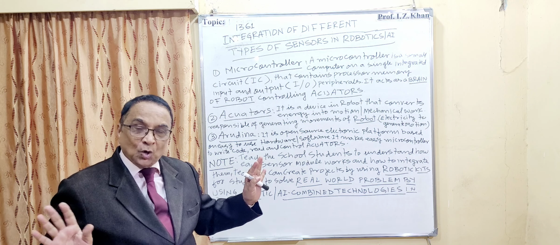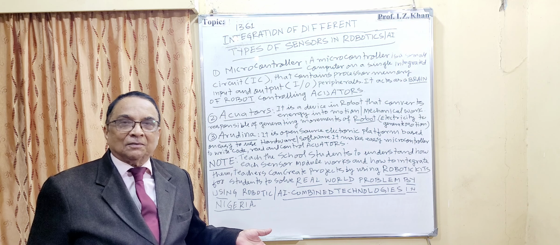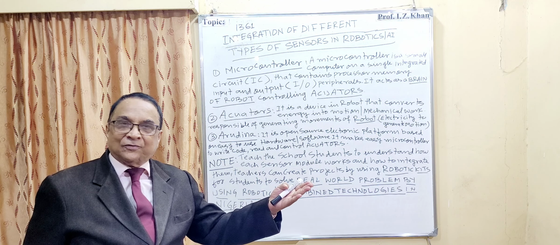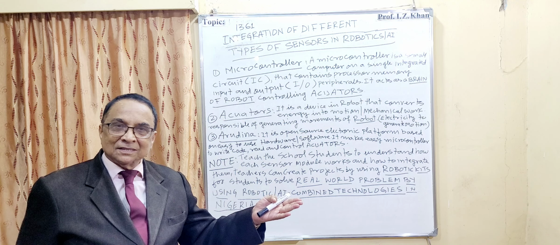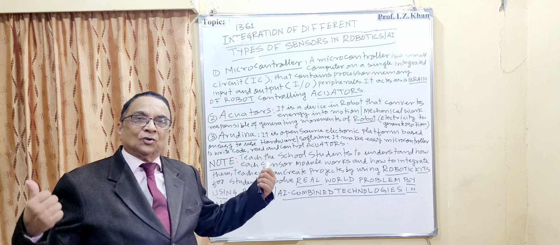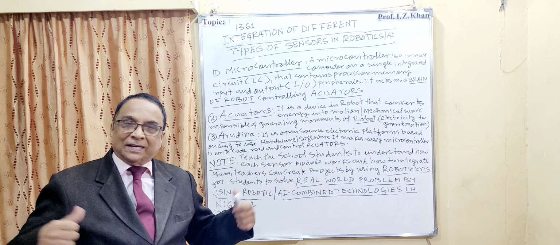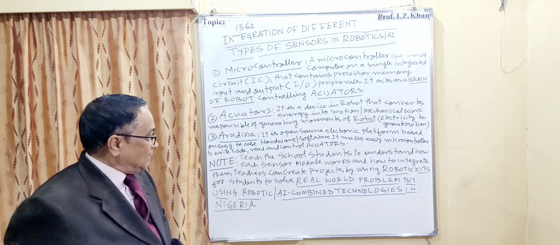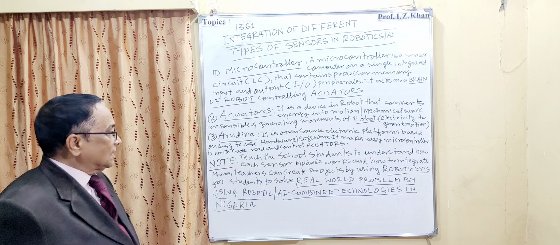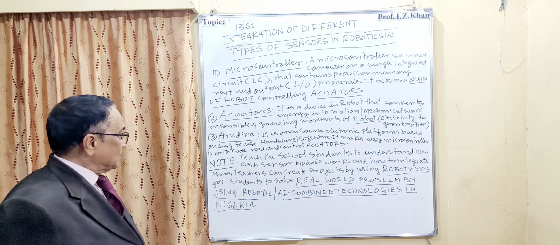Now that time is over. Making a lot of screws and doing a lot of manual work, no. Just identify them by their numbers, connect them with your microcontroller, and a robot is ready to function for automation, for any type of security, for any type of work. So that is how to generate them, integrate them.